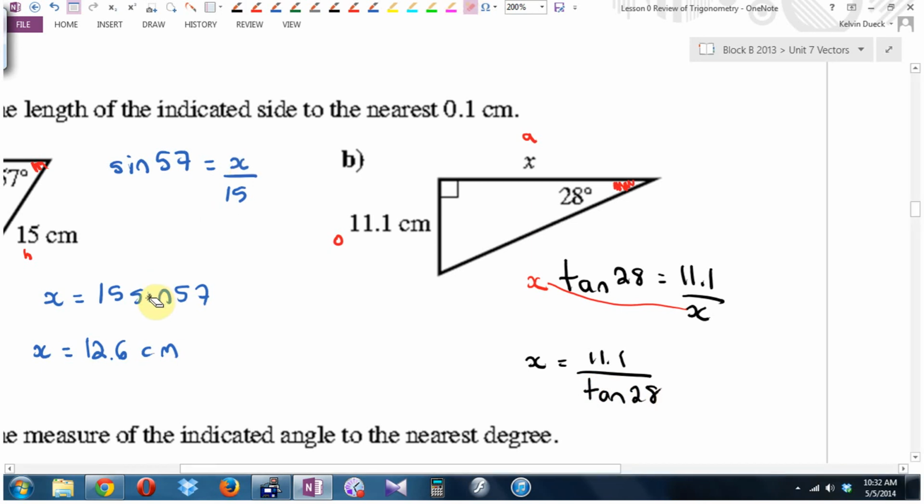If x is on top, it's the trig function times the number. It's the number times the trig function. If x is on the bottom, it's the side divided by the trig function. You know what? If you want to, you can kind of memorize that, or you can derive it if you need to.